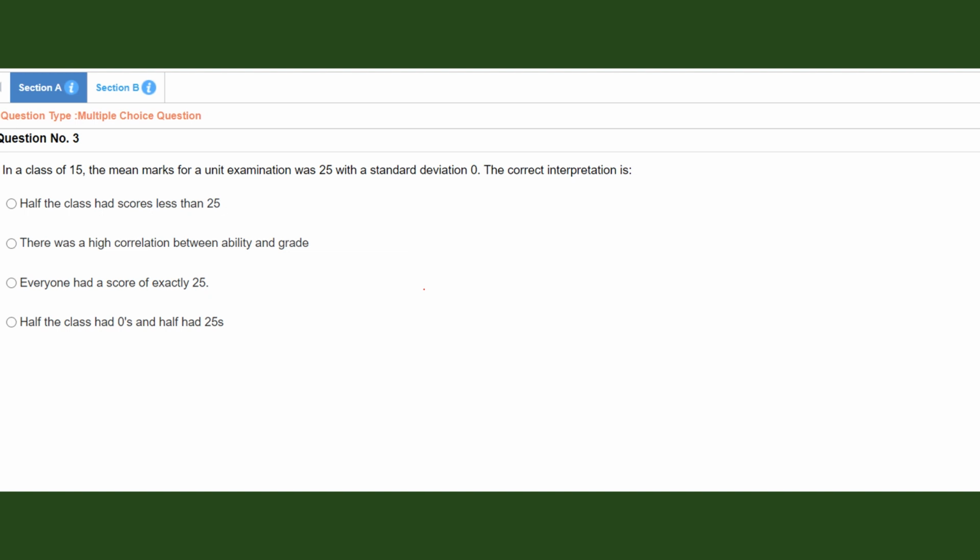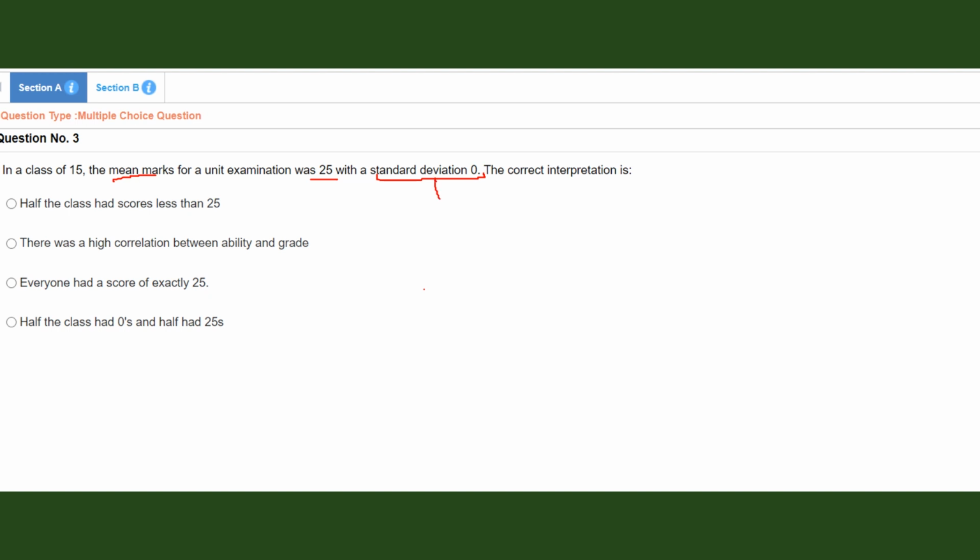Question number 3. In a class of 15, the mean marks for the unit examination was 25 with a standard deviation of 0. So what will be the correct interpretation? A. Half the class had a score less than 25. B. There was a high correlation between ability and grade. C. Everyone had a score of exactly 25. D. Half the class had zeros and half had 25s.